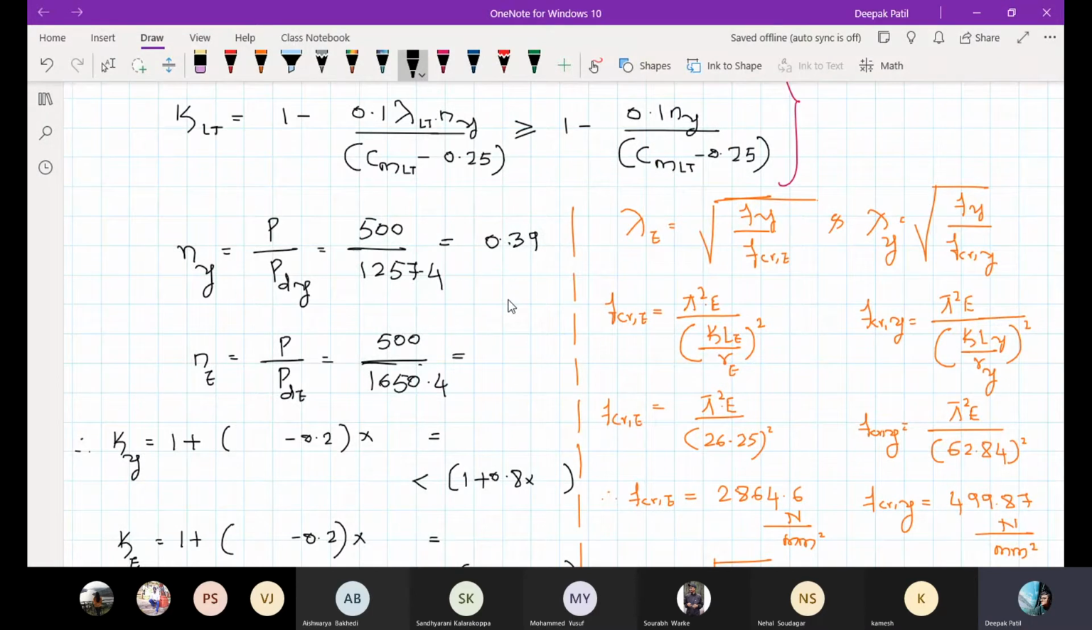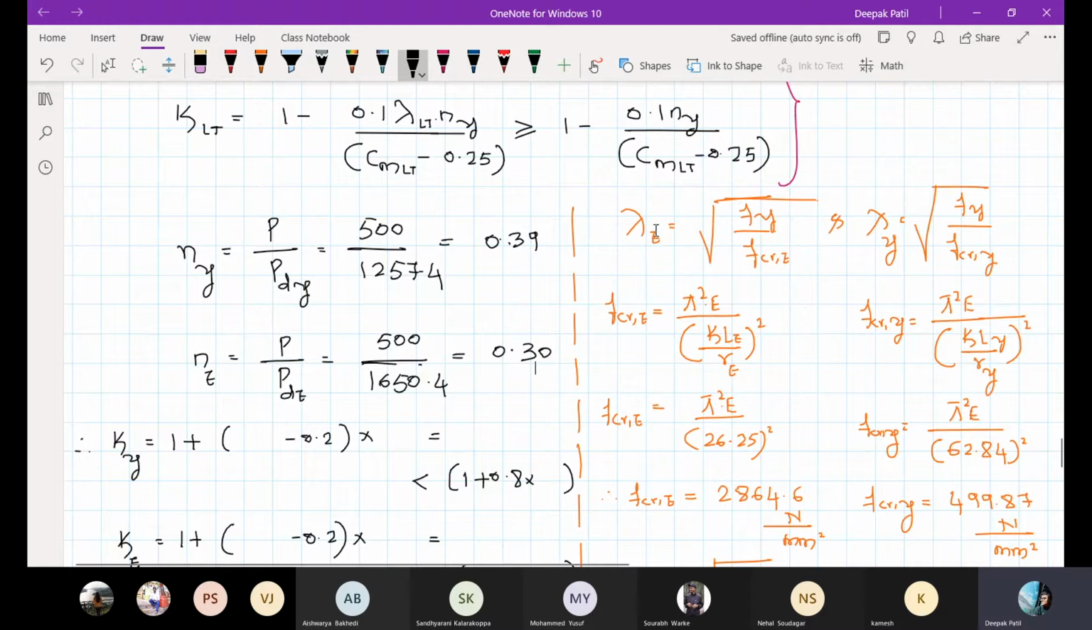So it is 500 divided by 1650.4, which is coming out to be 0.30. Okay, so I have calculated all those things, NY and NZ. Then let us calculate next lambda Z.